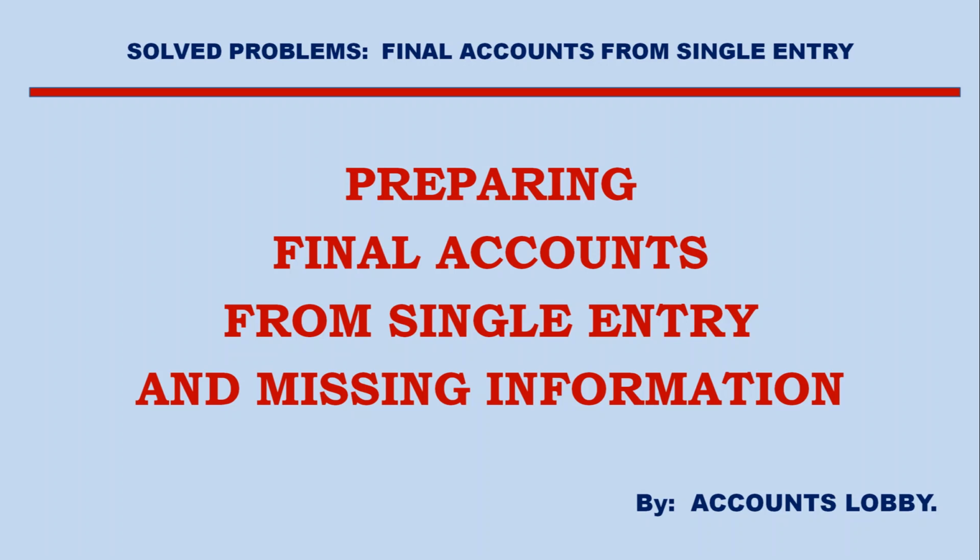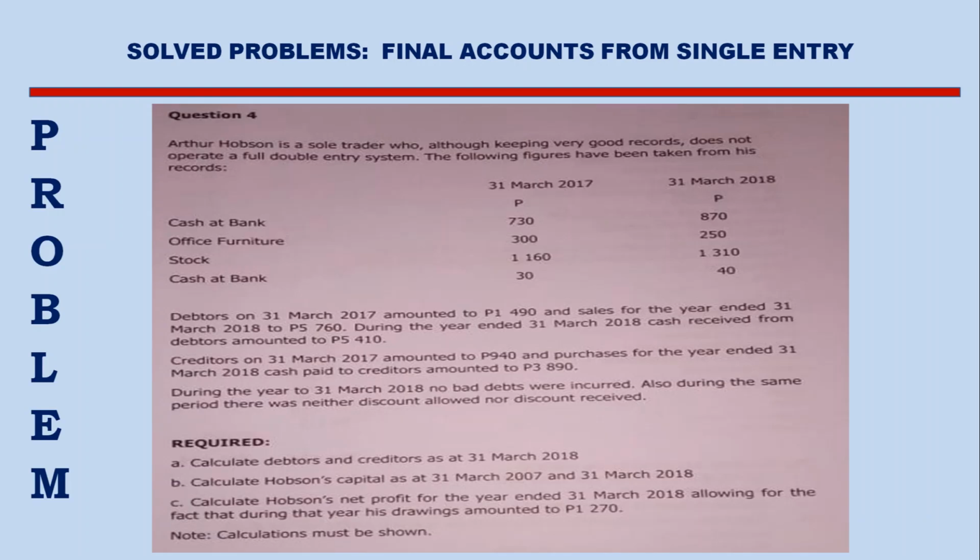Solved problems. Final accounts from single entry. Preparing final accounts from single entry and missing information. Problem. Arthur Hobson is a sole trader who, although keeping very good records, does not operate a full double entry system. The following figures have been taken from his records.